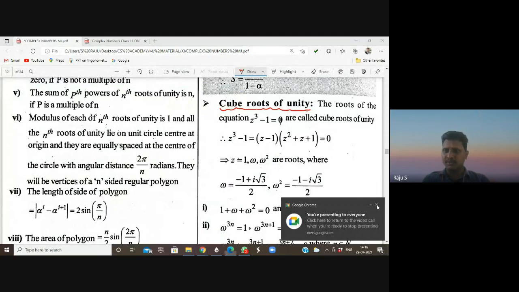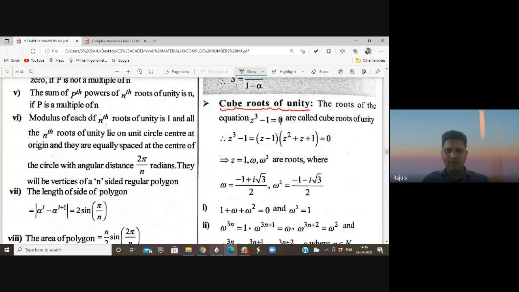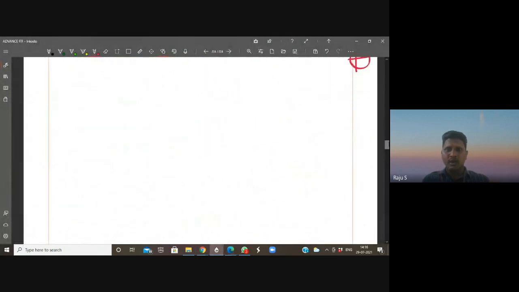Concept in complex numbers. So what is meant by cube root of unity? How can we find this? Generally, I'm going to explain cube root of unity first. After completion of this chapter, we will also see previous year questions, and how many times they asked questions belonging to cube root of unity. Okay.